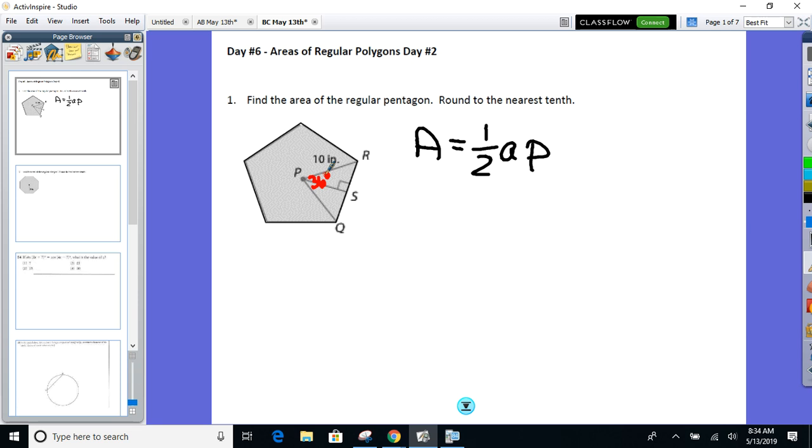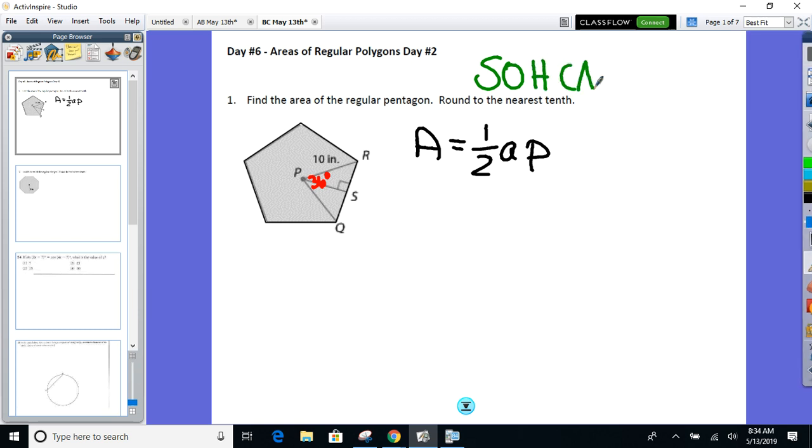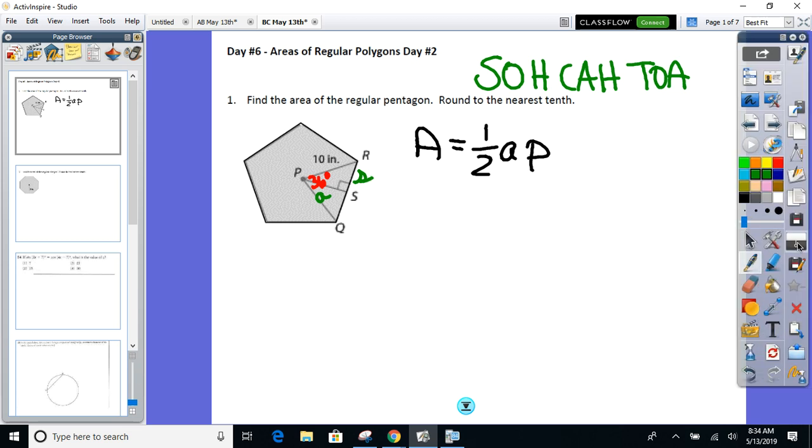But I still have a way to find the sides, because RPS is still what type of triangle? A right triangle. And I still have a device that will find me any side in a right triangle, and that is SOHCAHTOA. So that's what we're changing gears with today: you don't have rules for it, but you can use SOHCAHTOA. To make things easier, I'm going to call PS A for apothem, and I'm going to call SR S for the side length here.